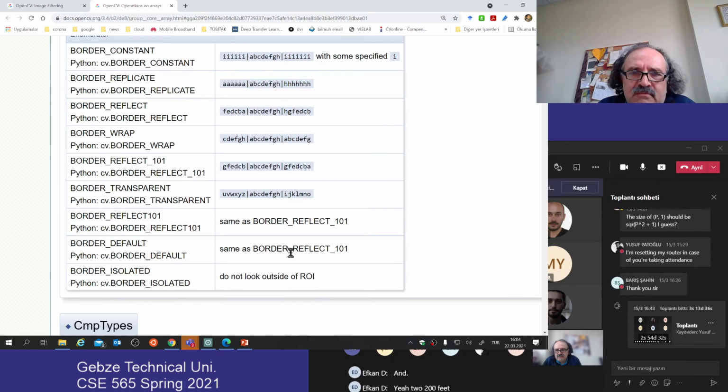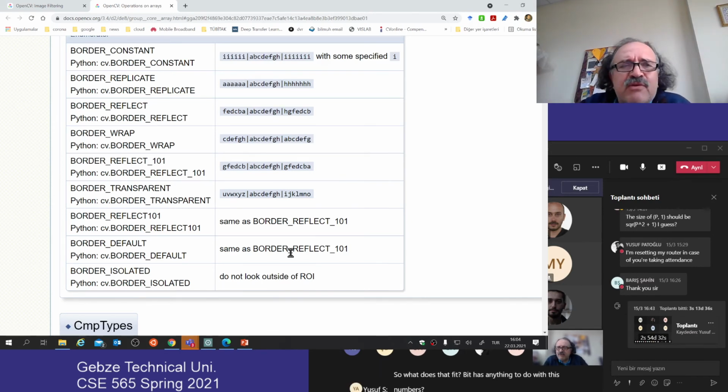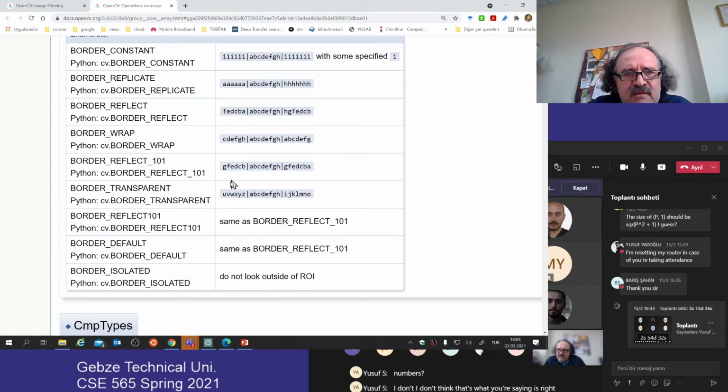240, I guess. So what does the alphabet have to do with these numbers? I don't think that what you're saying is right. What do you call it? They call it border transparent.